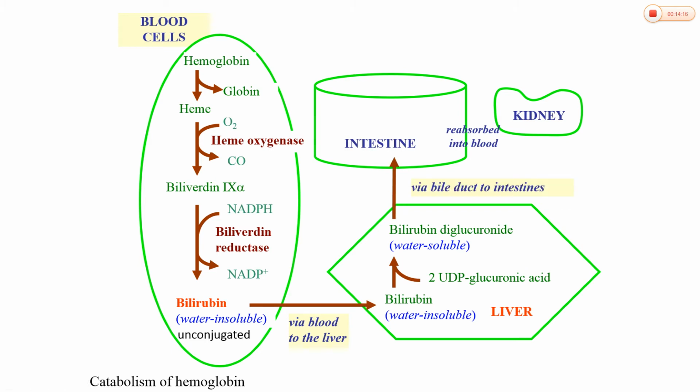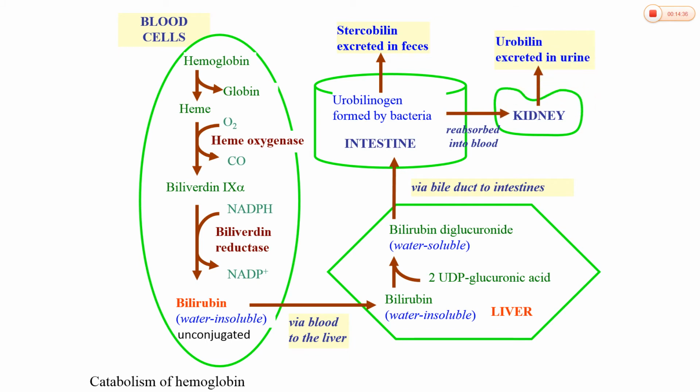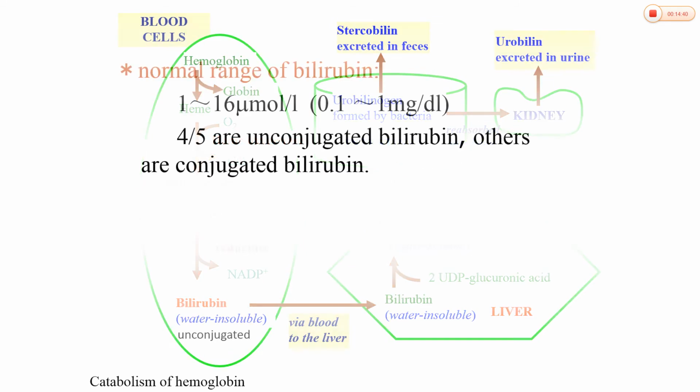Further, this is secreted through the bile ducts into the intestines, and then it forms the urobilinogen. This urobilinogen formed by the bacteria gets either excreted in the form of stercobilin, giving rise to the characteristic brown color of feces, or it can be converted to urobilin and is excreted into the urine through the kidneys.